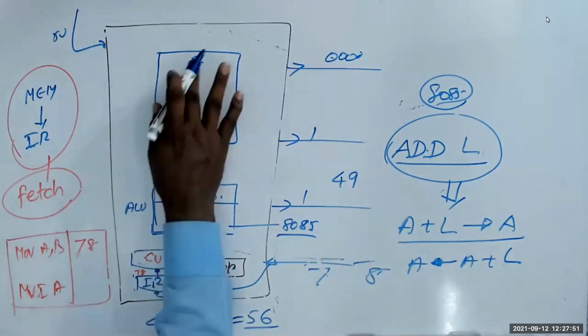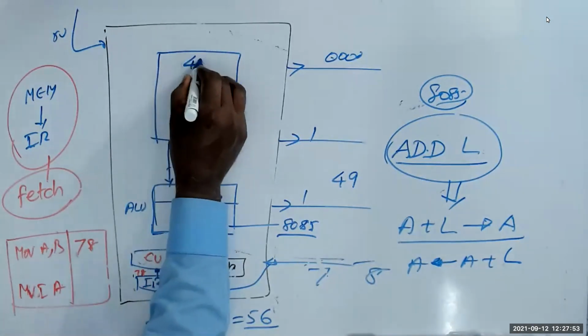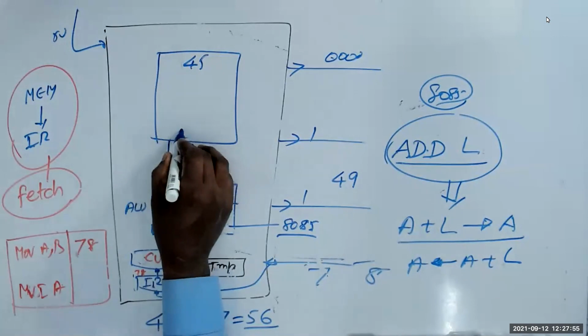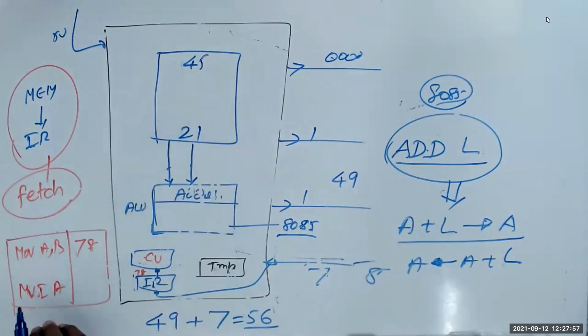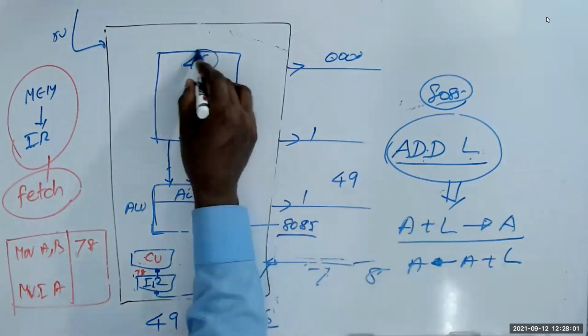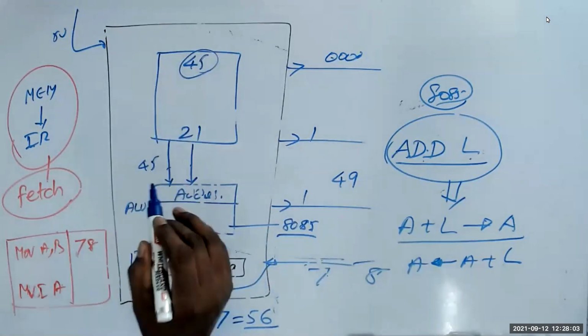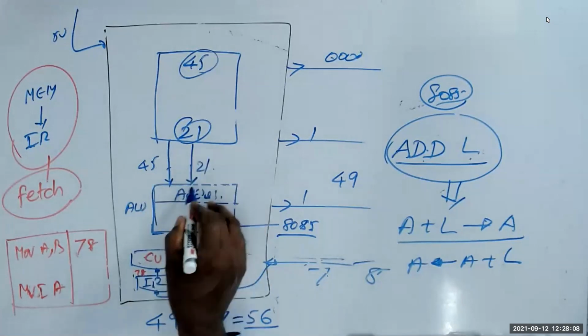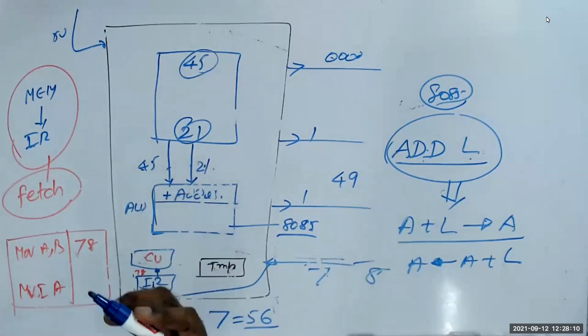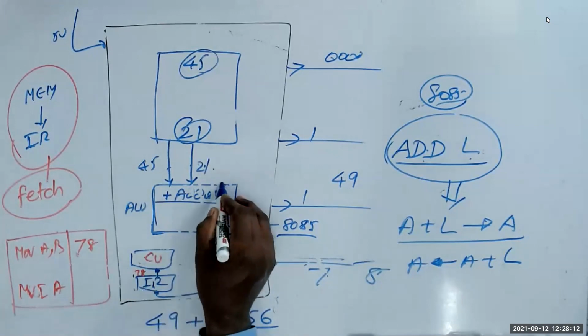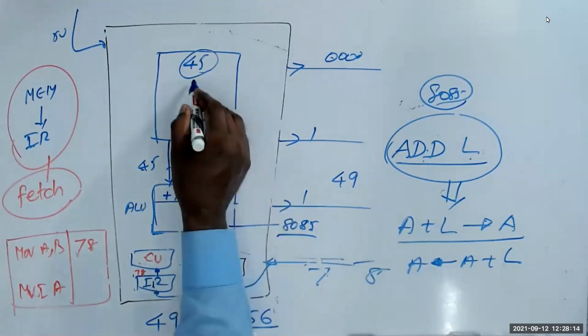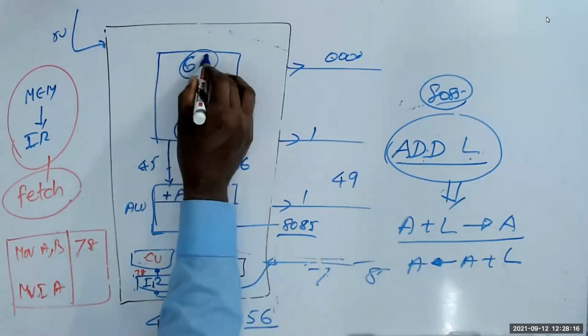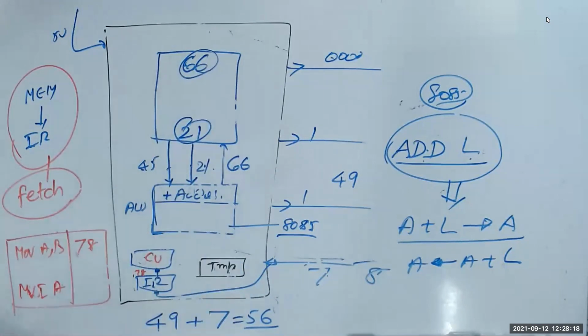Let's say A is having 45 and L is having 21. If you say add L, he will take A, which is 45, and take 21. He will perform the addition: 45 plus 21 is 66. He will give out 66, and it will replace A. The 45 in A is gone now.